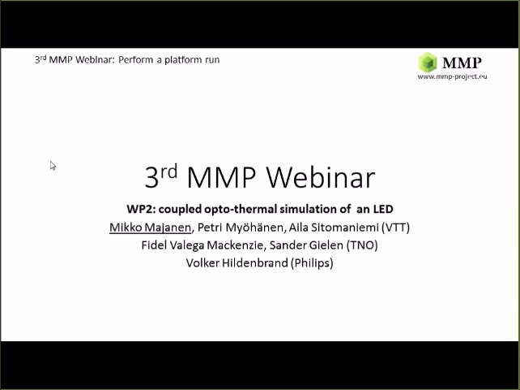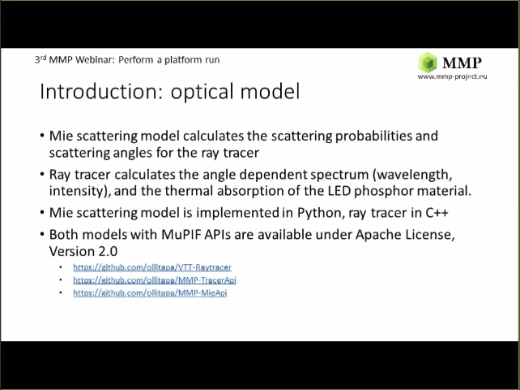I'm Mikko Majanen from VTT, and I present the work package 2 case about coupled optothermal simulation of an LED. Our optical model consists of two models. The Mie scattering model calculates the scattering probabilities and the scattering angles for the ray tracer, and then the ray tracer calculates the angle-dependent spectrum, meaning wavelengths and intensities, and the thermal absorption of the LED phosphor material. Both models are implemented by VTT, the Mie scattering model in Python and the ray tracer in C++.